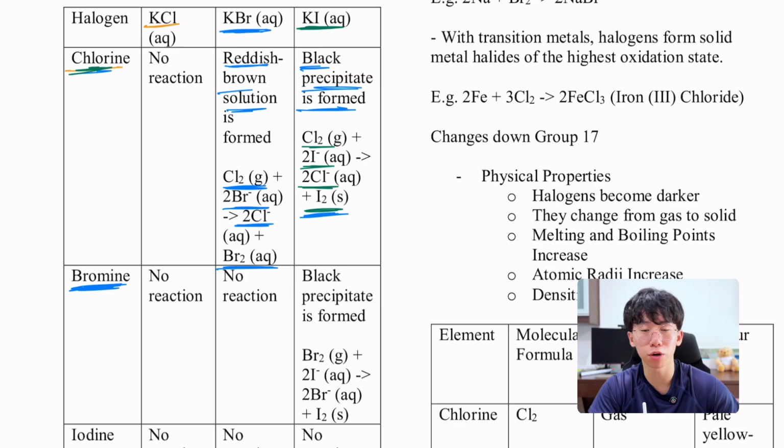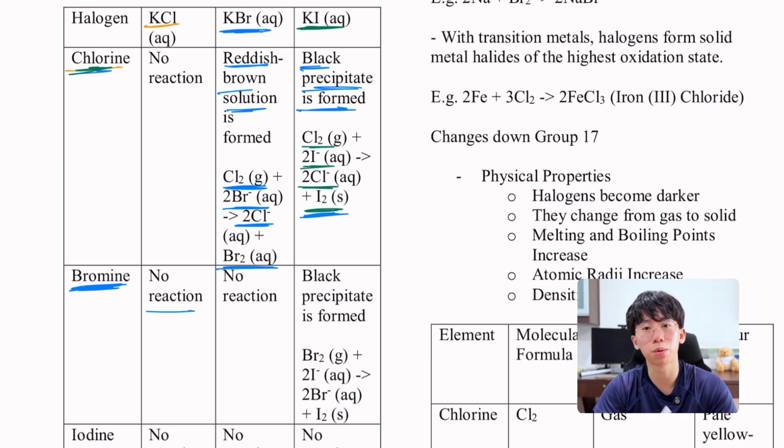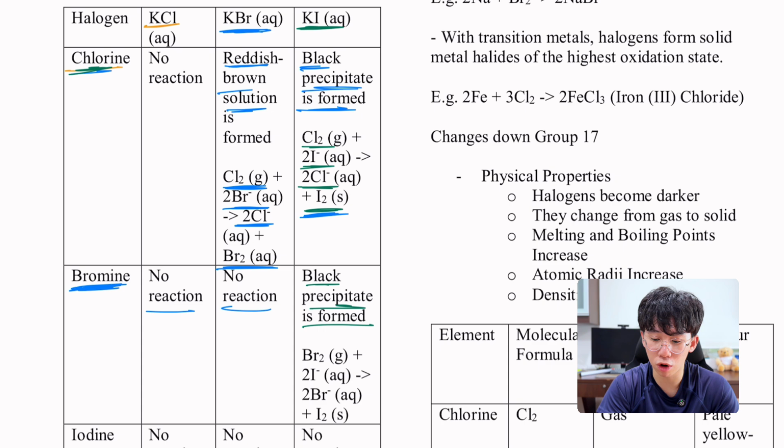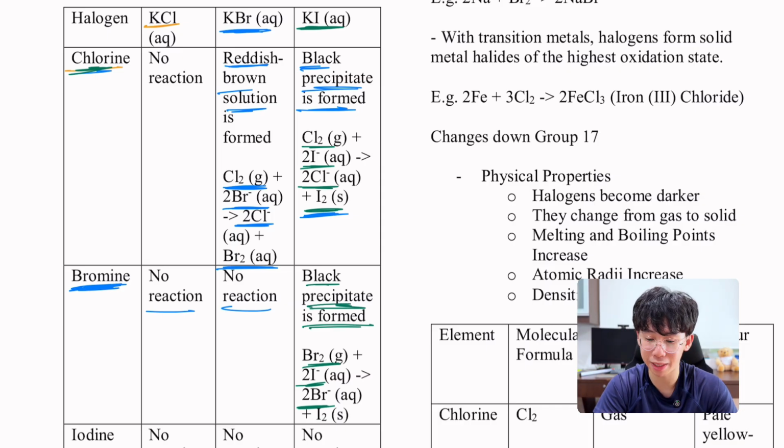Now let's take a look at bromine reacting with all the ionic halides. So bromine is going to react with potassium chloride first, and because bromine is less reactive than chlorine, there is no reaction. Bromine reacting with KBr, there's no reaction either, because it's just bromine and bromine. And then bromine with potassium iodide, here a black precipitate is formed. Why? Because bromine is more reactive than iodine. So bromine is going to react with the I- ion and displace it. So bromine will become the ion instead, Br-, and I is going to get kicked out to form I2. And this is the black precipitate that forms.